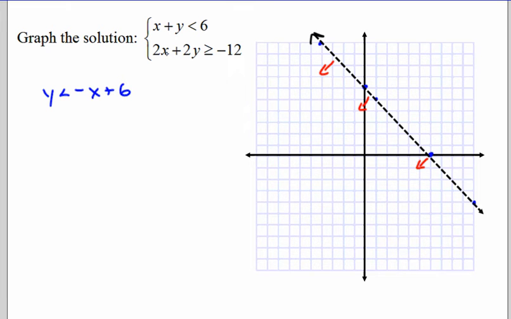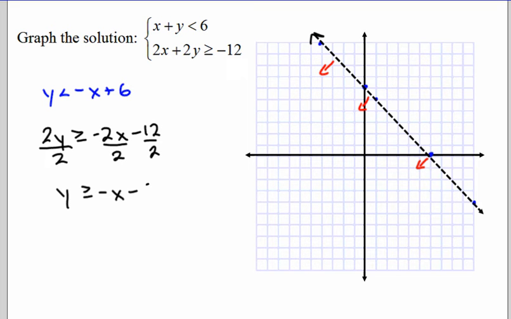Now the next one, I'm going to take the 2x over. So I'll have 2y is greater than or equal to negative 2x minus 12. And I'll divide everything by 2. I'll get y is greater than or equal to negative x minus 6. All right, so right away I'm noticing that these lines are parallel. They're never going to intersect.